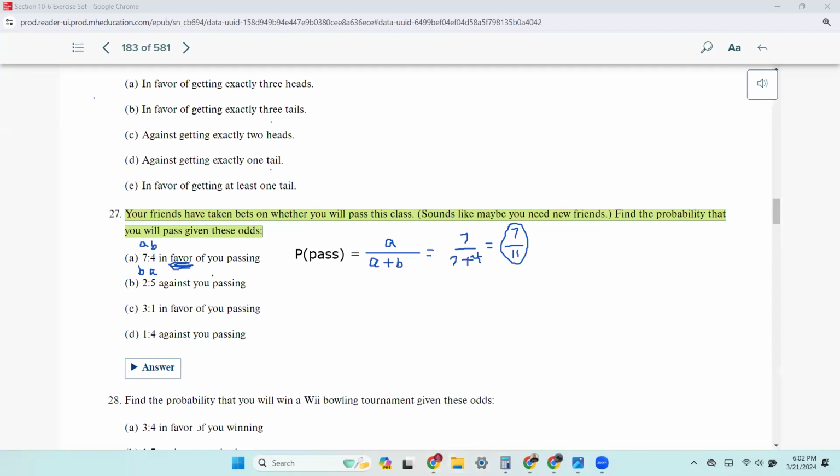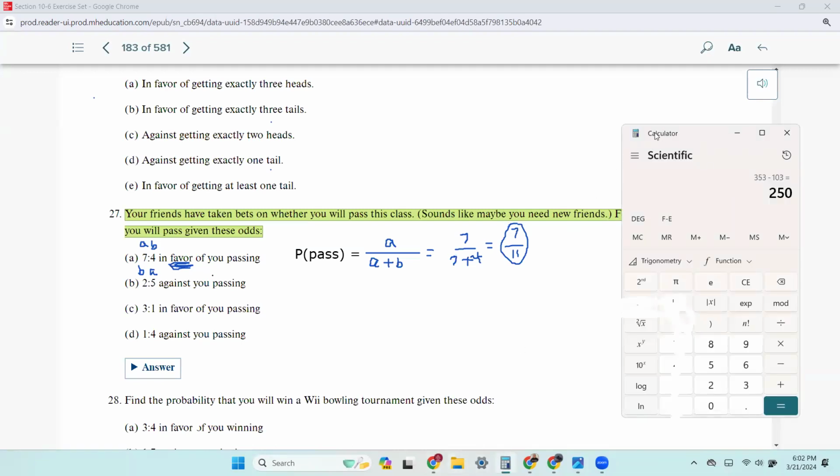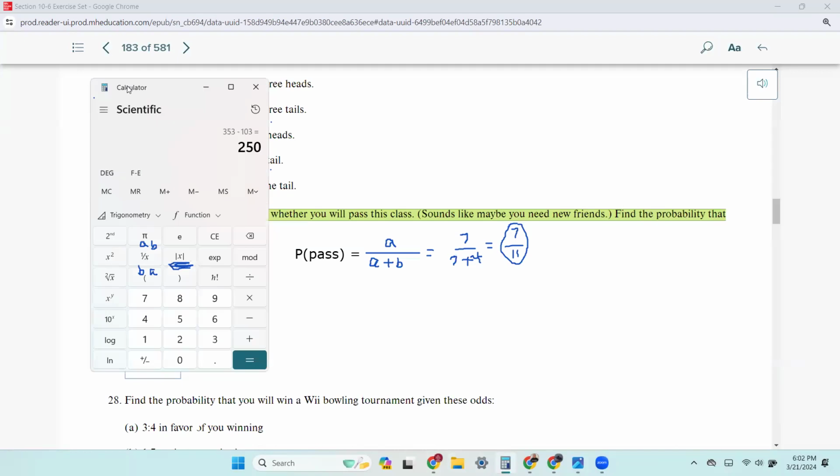If you want to look at it on a calculator, the calculator, putting it in decimal form, can kind of put it more in perspective. So 7 divided by 11 is 0.64. So about 64% chance of passing.